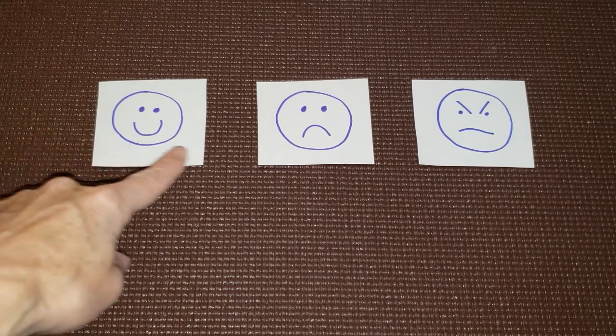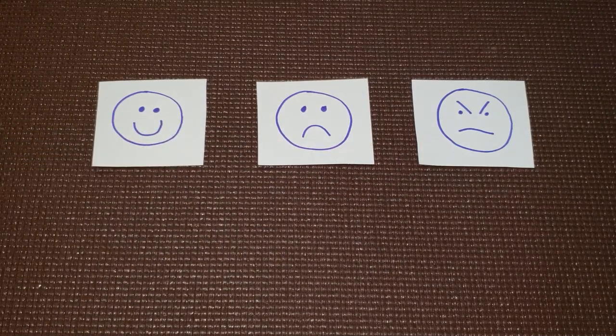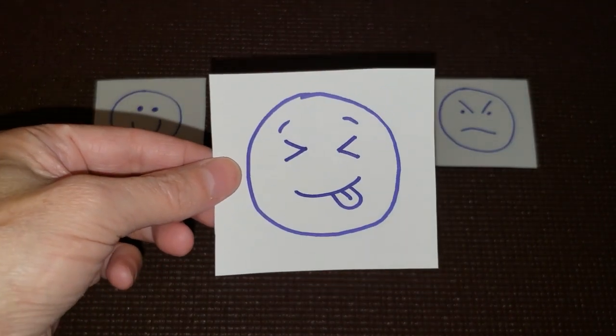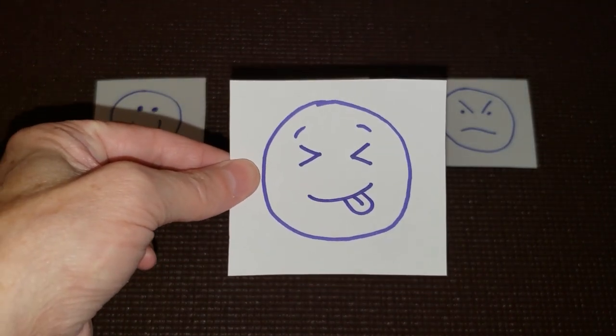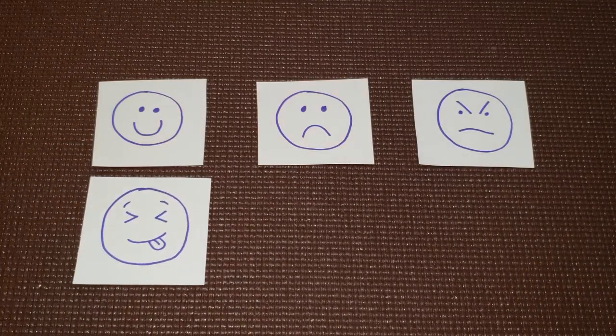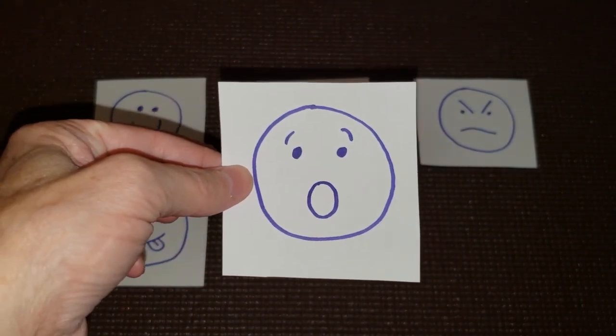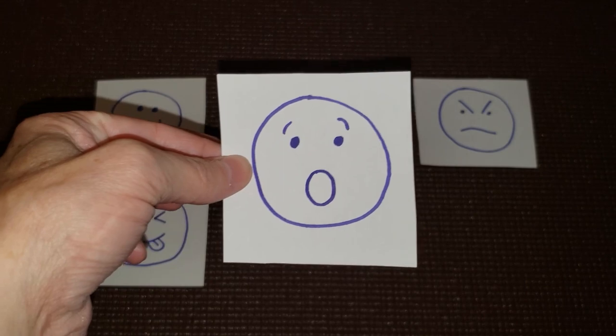So I just drew some faces on pieces of paper, and you can show these to the child and then just ask them, what emotion do you think is being expressed here? So I drew another one, and I can ask, what does this look like to you? And the child might say, that looks silly. Look at another one here and say, what emotion does this look like? And the child might say, oh, they look surprised.